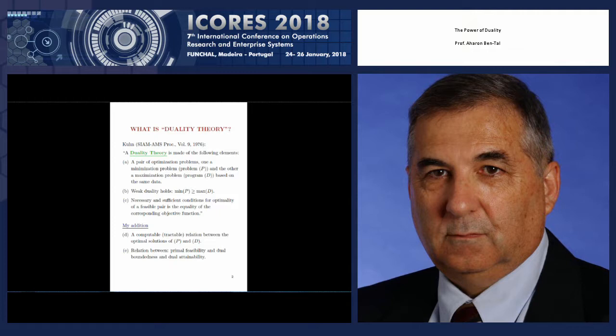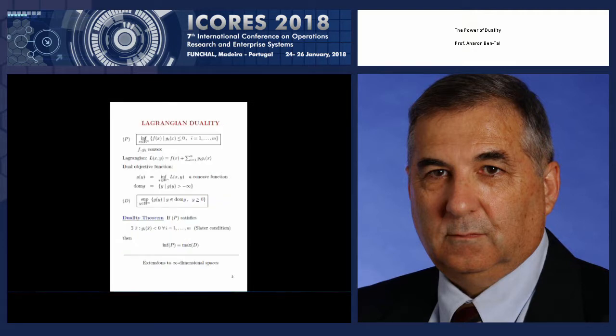Here is my addition to that definition, which takes care of what's going on recently. You need a computable, tractable relation. Tractable means, in my language, being able to solve in polynomial time. So a computable relation between optimal solutions of P and D, and the relation between primal feasibility and dual boundedness and dual attainability. So these are the ingredients which make a duality theory.